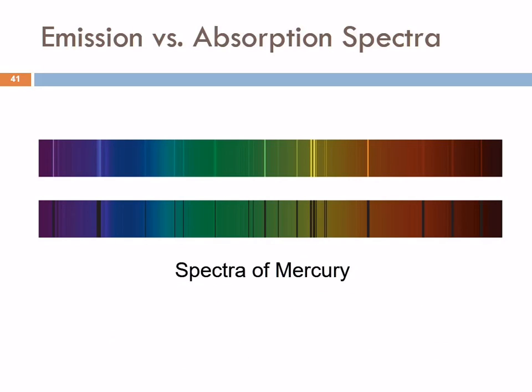Here we have emission versus absorption. So emission spectra show bars of light that's emitted. An absorption spectrum is like the reverse. It's like a negative. And so we shine light on it, and we look at what gets absorbed by the substance. And we see that the absorption corresponds to what is emitted when it's excited.